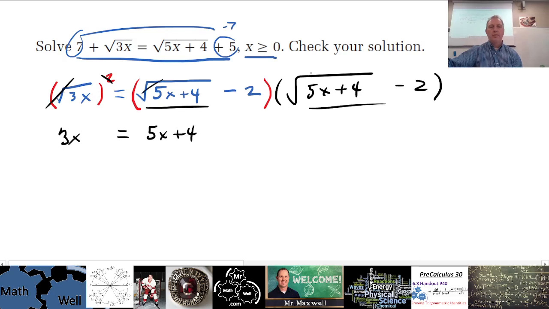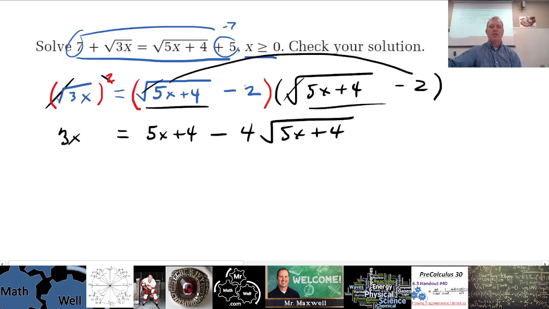Those roots are gone. Then we have a minus 2 root 5x plus 4, and then another minus 2 root 5x plus 4. So I have minus 4 root 5x plus 4 there. Again, I did outside, minus 2 root 5x plus 4, and then minus another 2. So those two terms you can combine. But notice that we're not going to get rid of our radical here. Okay, we're not going to get rid of the radical. And that's not a real problem.